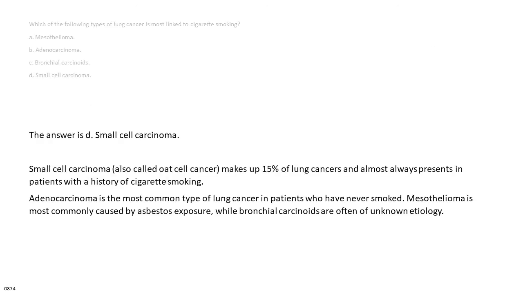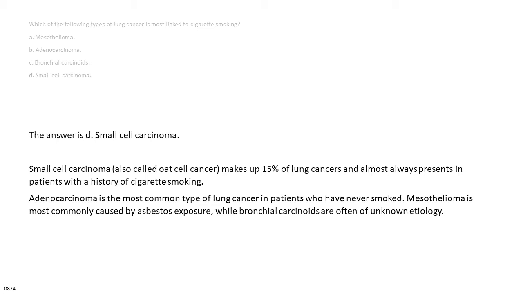The answer is D. Small cell carcinoma. Small cell carcinoma, also called oat cell cancer, makes up 15% of lung cancers and almost always presents in patients with a history of cigarette smoking.